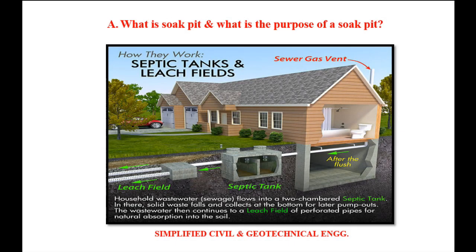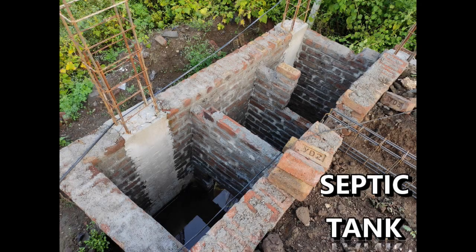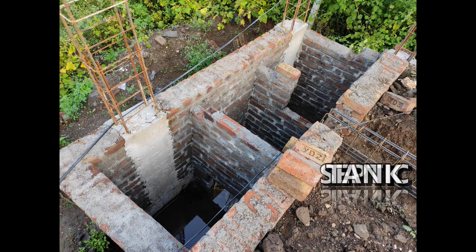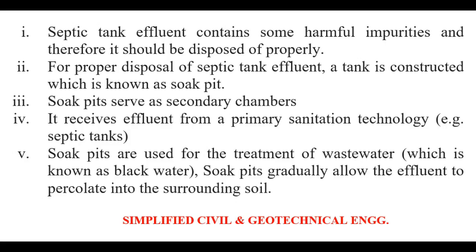Our first point is, what is soak pit and what is the purpose of soak pit? Septic tank effluent contains some harmful impurities and therefore it should be disposed of properly. For proper disposal of septic tank effluent, a tank is constructed which is known as soak pit. Soak pits serve as secondary chambers. It receives effluent from a primary sanitation technology, that is septic tank. Soak pits are used for the treatment of wastewater, which is known as black water. Soak pits gradually allow the effluent to percolate into the surrounding soil.